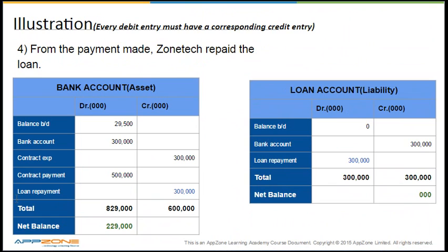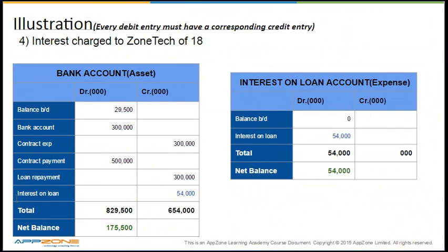Moving forward, we were charged an interest of 18% on the loan that was taken. Now this 18% will also need to be settled. Settling this totally keeps our books clean of any form of obligation, as it were.